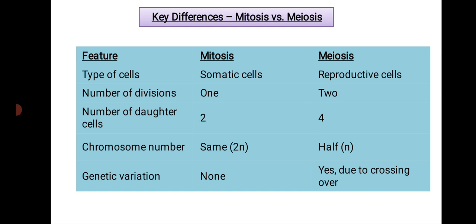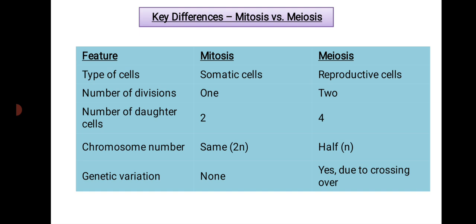Number of divisions: in mitosis, only one division occurs, whereas in meiosis, two divisions occur, meiosis 1 and meiosis 2. The number of daughter cells: in mitosis, only 2 daughter cells are formed, and in meiosis, 4 daughter cells are formed. Then chromosome number: mitosis maintains the diploid number of chromosomes, 2n, and in meiosis it is reduced from diploid to haploid, that is n chromosomes.